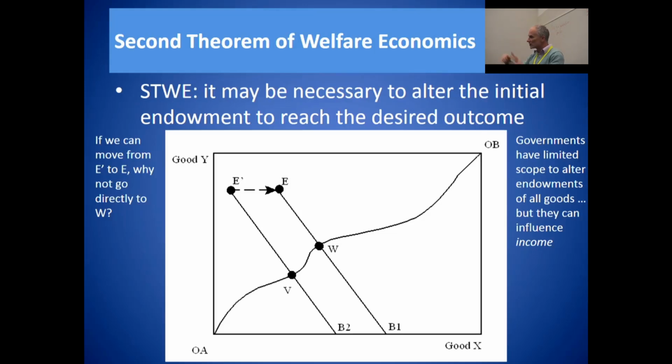So this is what the second theorem is pointing to. If governments can influence consumers' endowments of money income through, for example, benefits and a taxation system, then economies can rely upon market forces to move us to outcomes that are consistent with economic and political ideals.